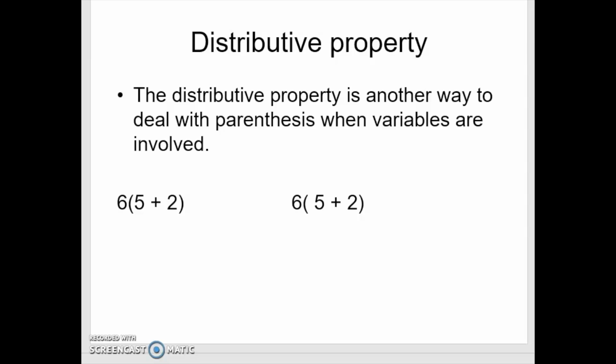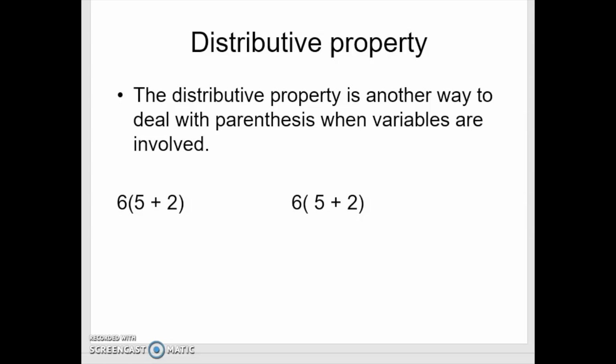Hi students, welcome back. Today we are going to talk about the distributive property. This is a property that is going to come in so handy as our problems start to get more and more complicated. So this is a property that's really important.